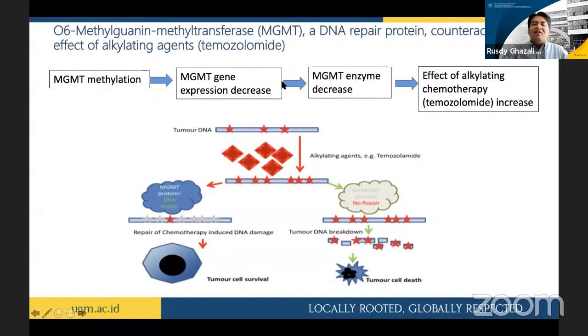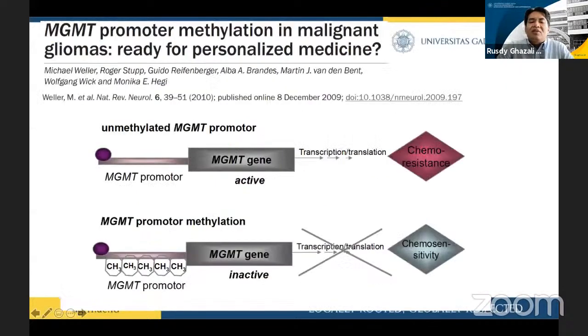So one of the mechanisms to lower expression of MGMT is called MGMT methylation, or CpG methylation in the promoter region of the MGMT gene, which will result in lower MGMT gene expression, which will result in lower MGMT enzyme secretion, which will result in more response to chemotherapy using temozolomide.